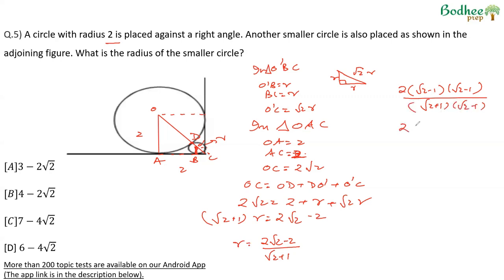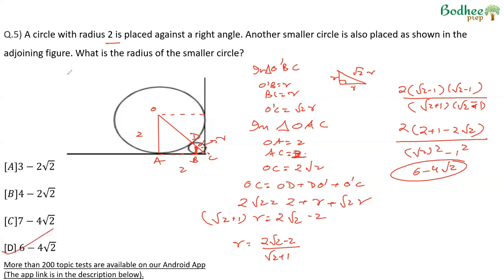So in the numerator, we have a minus b whole square. So root 2 square, 2, plus 1, minus 2 root 2, upon a plus b into a minus b, which will be a square minus b square. Therefore, we'll have 3 plus 2, 6 minus 4 root 2 upon 2 minus 1, which is 1. And therefore, this becomes the radius of the smaller circle, option D.